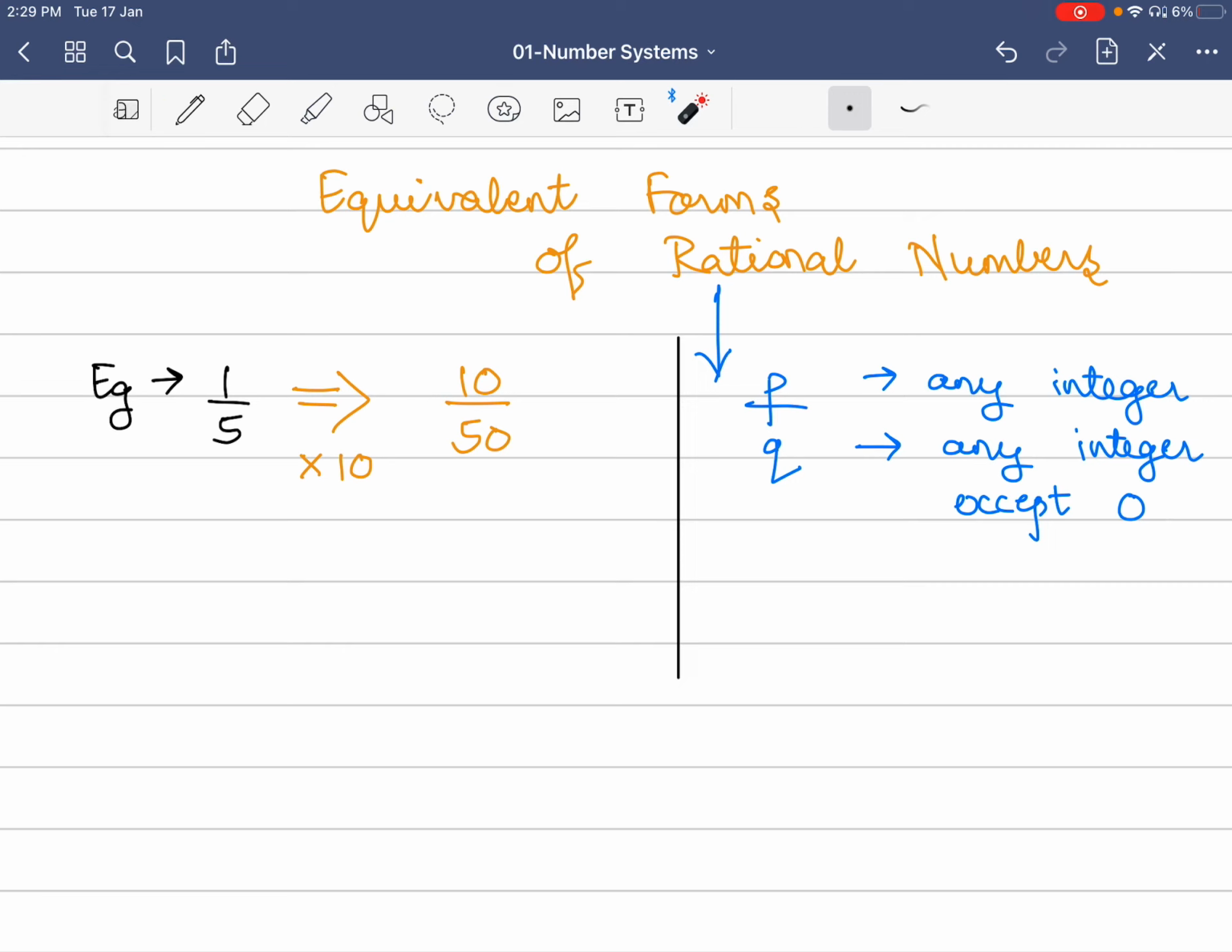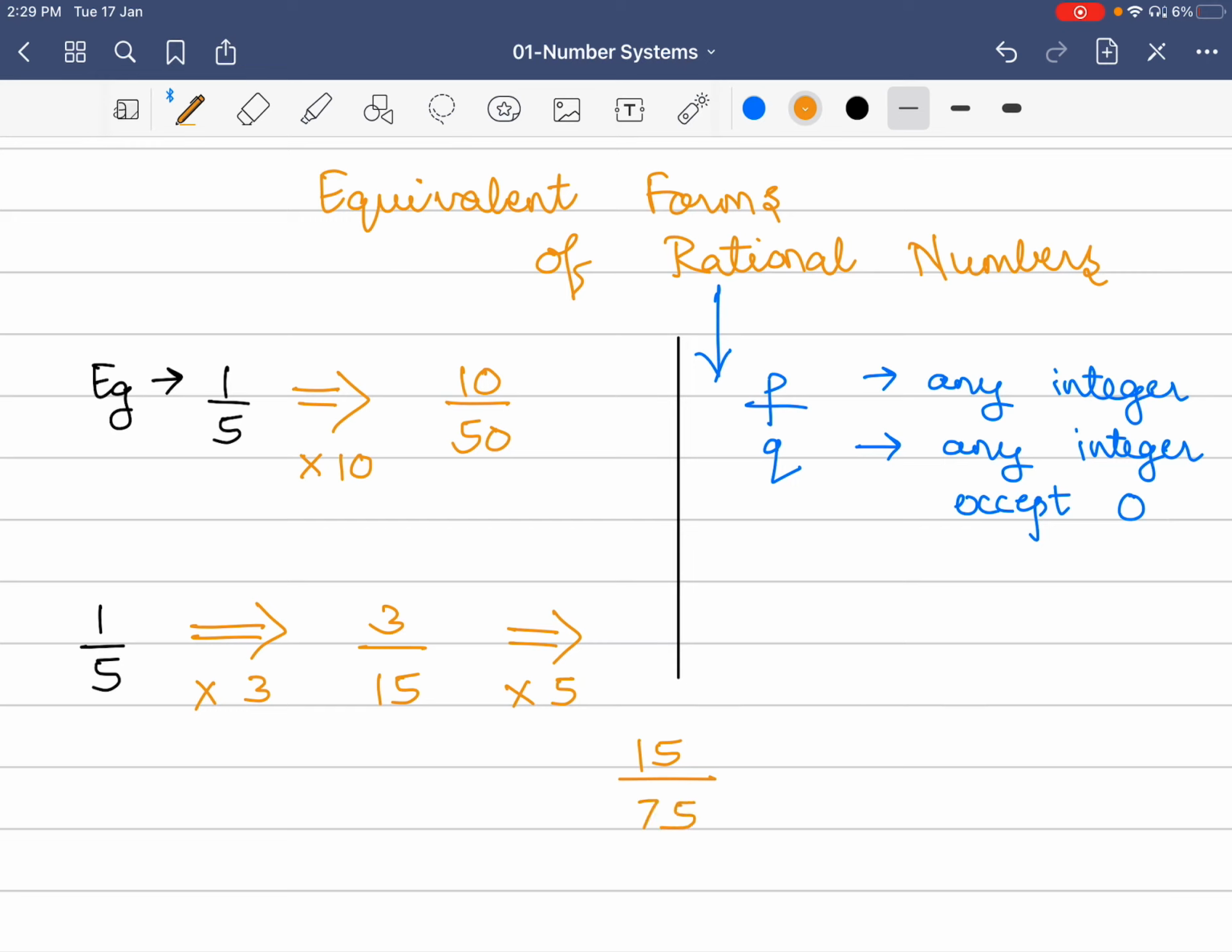We can do the same thing by using some other multiplicative number. For example, let's consider 1 by 5 again. I'm going to write here 1 by 5 and now multiply both the numerator and denominator by, let's say, 3. So what I'm going to get is 3 divided by 5 into 3, 15. In fact, we can continue. Let's multiply this by 5. 3 into 5 gives me 15, and 15 into 5 gives me 75.